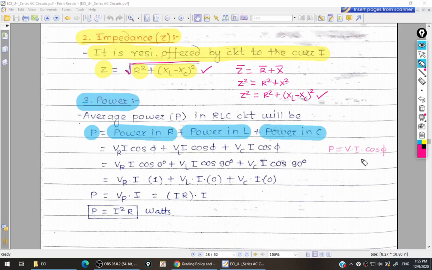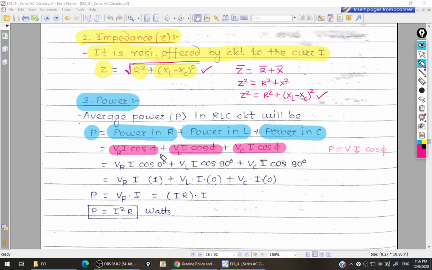Now we are having three different parameters. If we are considering the resistor, then you have to consider the voltage across the resistor, because current is common for resistor, inductor and capacitor. So if you are calculating power for the resistor, then you have to take VR. If we are taking power for the inductor, then VL. If you are taking power for the capacitor, then you have to take VC. So power in the resistor will be what? VR into I into cos phi. For the inductor, VL into I into cos phi. For the capacitor, VC into I into cos phi.